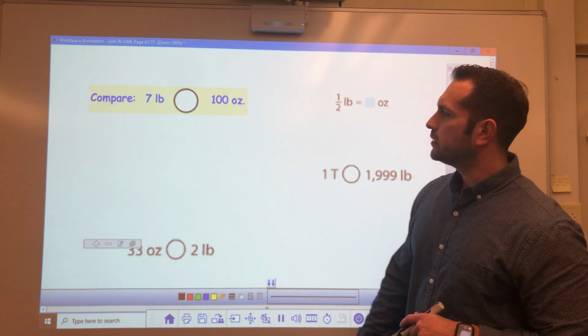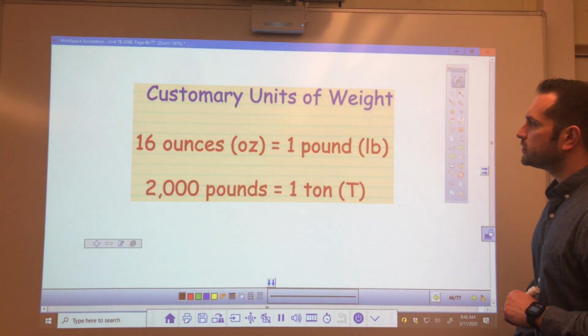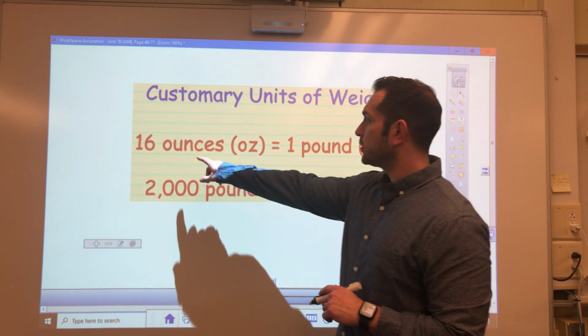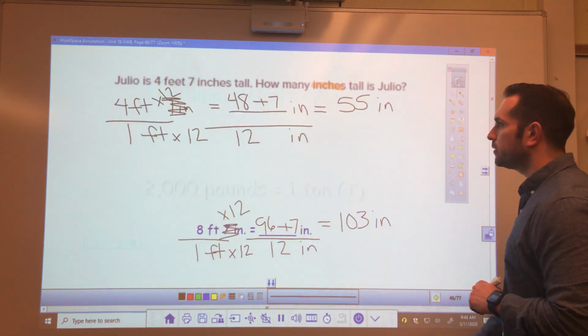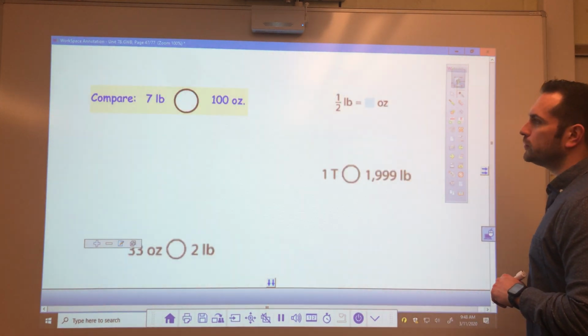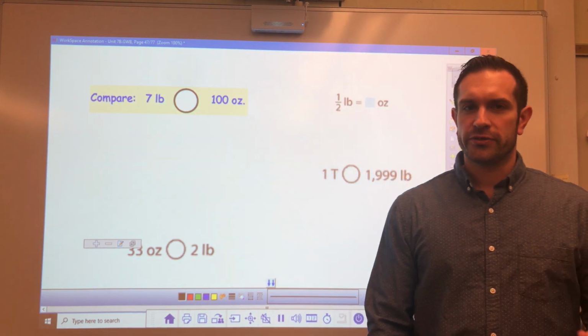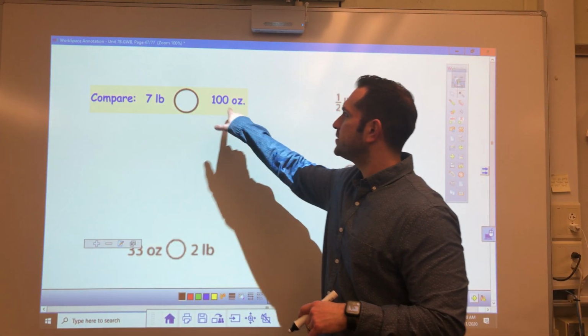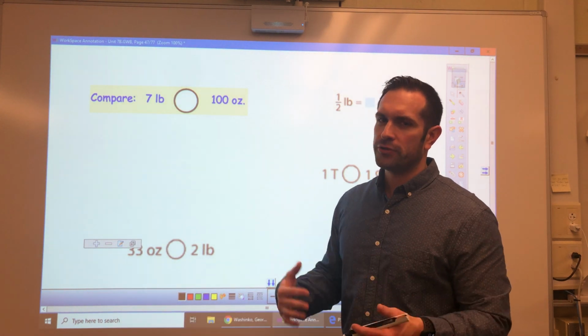So let's take a look at this one. We want to compare 7 pounds and 10 ounces, okay? So I obviously can turn pounds into ounces. So it's 16 ounces to a pound, okay? Now I always say to use multiplication. I always like to say it's easier to multiply. So I can turn pounds into ounces, okay? And ounces into pounds, but I always say the multiply.